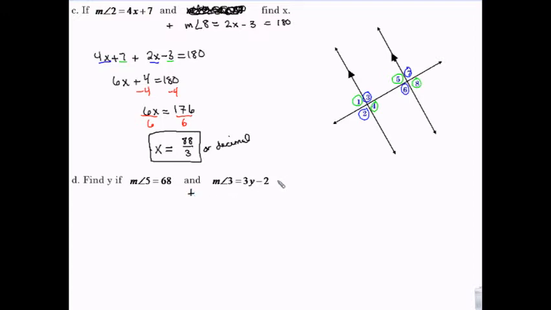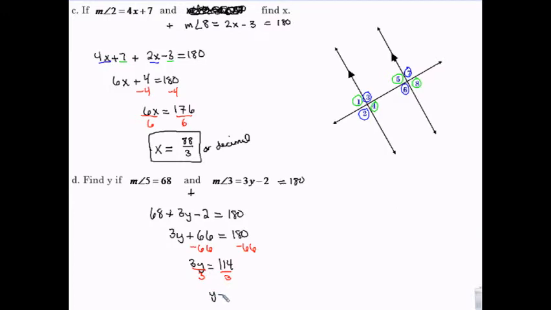Plus, because one's blue and one's green, so they're going to be plus. So 68 plus 3y minus 2 is equal to 180. So 3y plus 66. I'm going to subtract 66 from both sides. And 3y will be equal to, let's see, 180 minus 60 is 120 minus 6 is 114. Divide by 3, and y would be equal to 38.